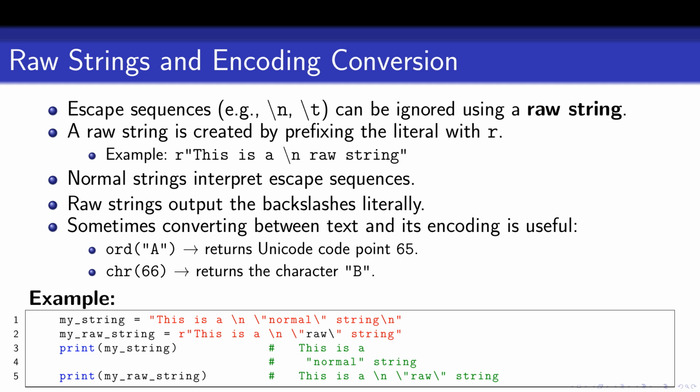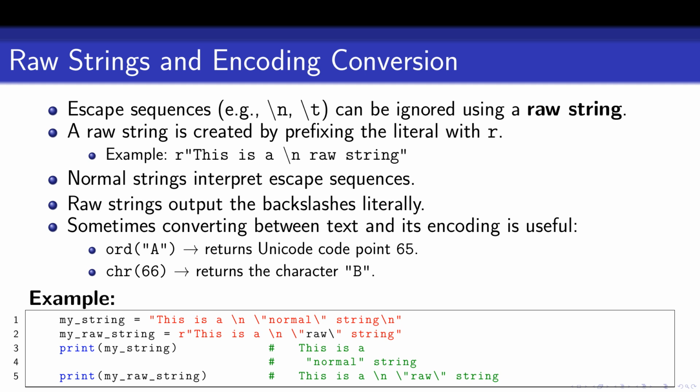Sometimes, escape sequences can get in the way, which is why Python supports raw strings. A raw string ignores escape sequences, treating backslashes as literal characters. You create one by adding an r before the string. This is a raw string. In this case, sequences like \n are not treated as newlines, but are displayed as plain text. This is especially useful for working with file paths on Windows or regular expressions, where backslashes are common.